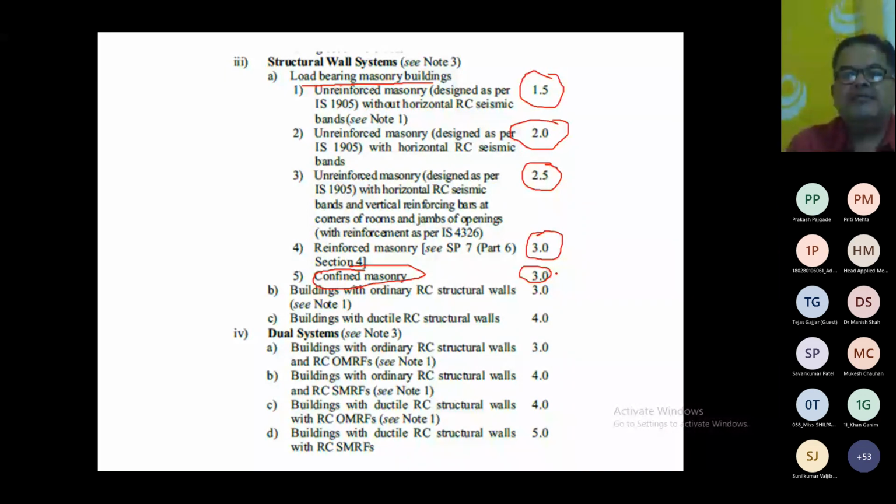Suppose you are designing unreinforced masonry without bands, and you are designing a confined masonry, then the difference between the forces is almost 100%. You are designing confined masonry for 100 kilonewton, and for the same building, if you go for unreinforced masonry without horizontal RC seismic band, you have to design for 200 kilonewton. So you have to understand this.